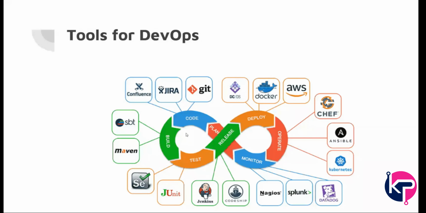And we have release tools: Jenkins, Azure DevOps, CodeShip, and for test cases, Selenium and JUnit. And for build, we'll use MSBuild, Maven, or Angular, Node.js. We have so many tools around that.